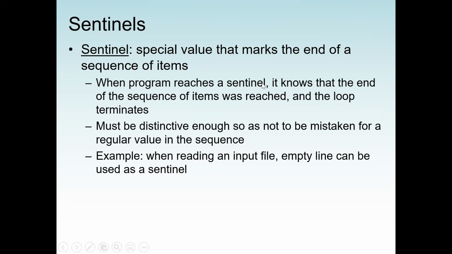So when a program reaches a Sentinel, it knows that the end of the sequence of items has been reached and the loop will terminate. Also, it must be distinctive enough so as not to be mistaken for a regular value in the sequence. So for example, I won't use while i not equal to 10. 10 is a very common value, so it can be mistaken. Most of the time, for our Sentinel value, we may use negative 99999, or a number that is not common in our program. Another example is when reading an input file, the empty line can be used as a Sentinel item.